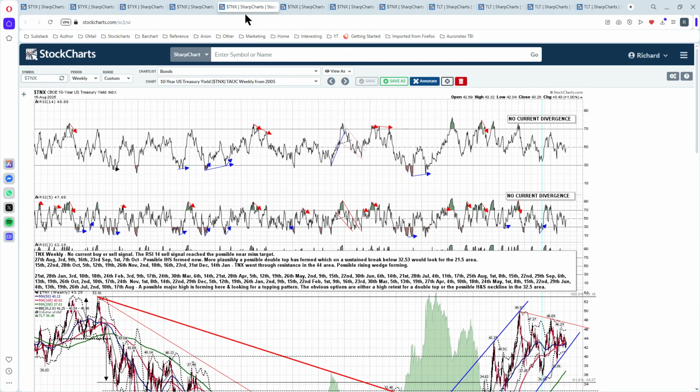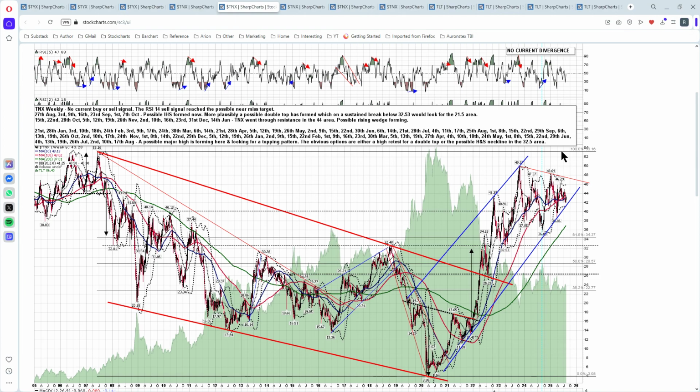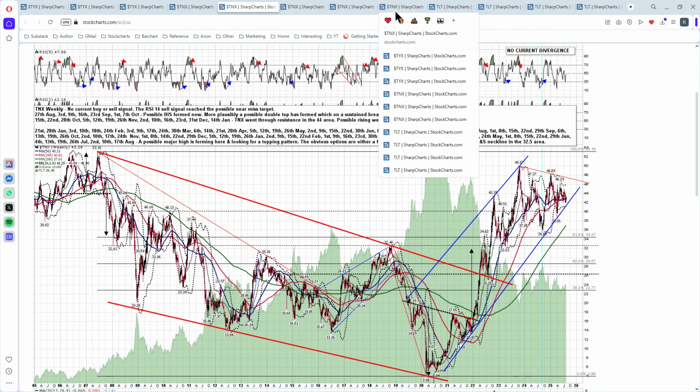Looking at the weekly chart on TNX, haven't retested the high here. 30-year has been weaker, in terms of stronger in terms of yields, but weaker in terms of the bonds than the 10-year, which is TNX. But we're still not far off the highs.